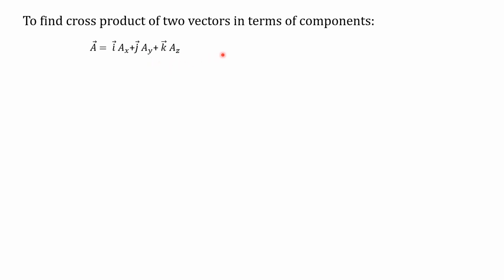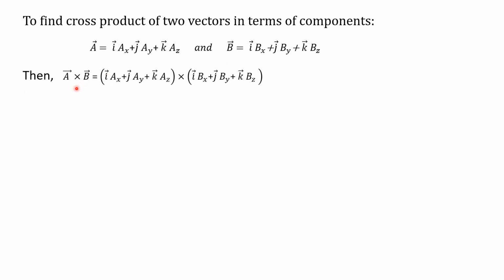Similarly, vector B is also written in terms of the unit vectors i, j, k: vector i Bx plus vector j By plus vector k Bz. Bx, By, Bz are the components of vector B along the x, y and z axes. Now we take the cross product of the two vectors.